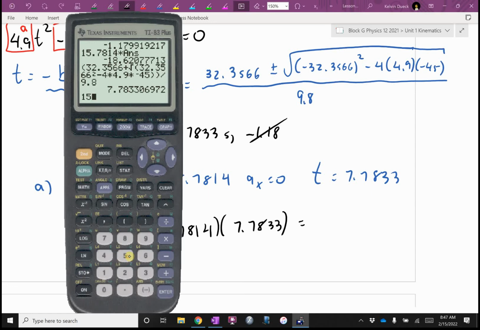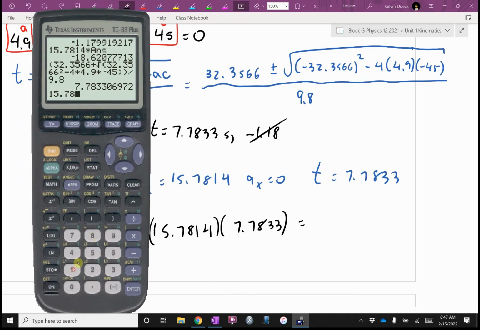Let's try that again. 15.7814 times answer button. It only works if you have the right answer sitting on your answer button. That's a problem. 123. We'll go to 3 sig figs in our final answer.